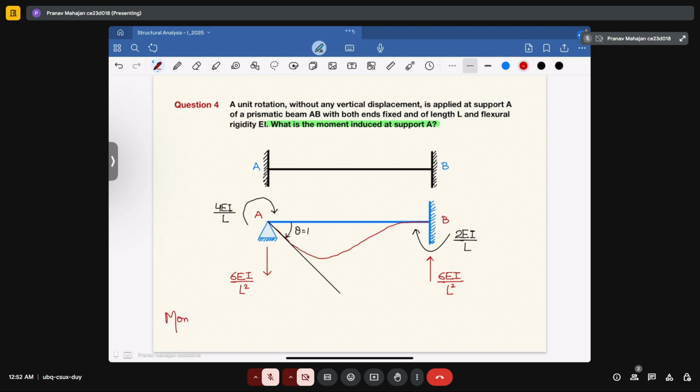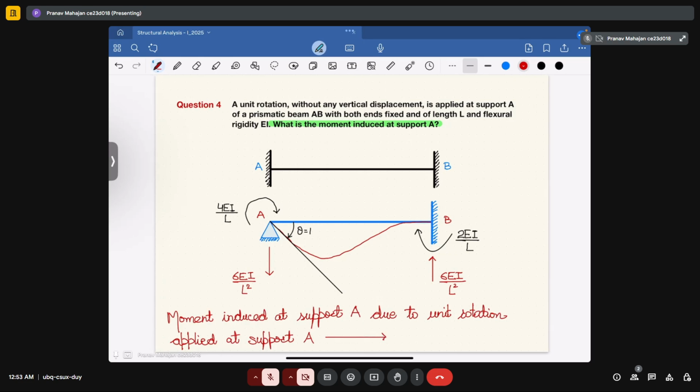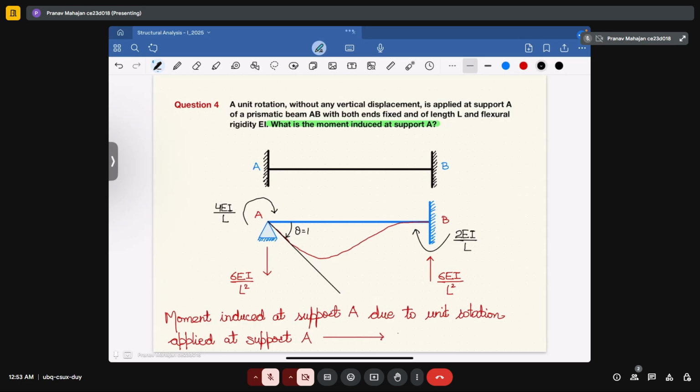Okay, so the moment that is induced at support A, let me write at the bottom. So moment induced at support A due to unit rotation applied at support A will be equal to 4EI upon L. Okay.